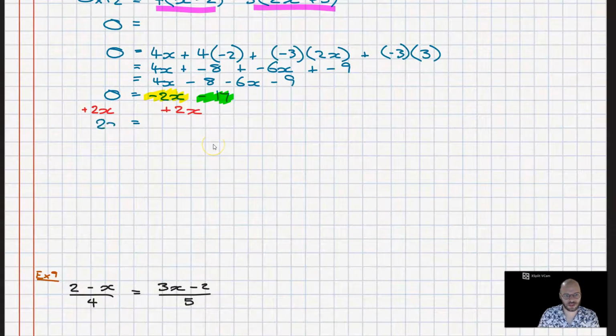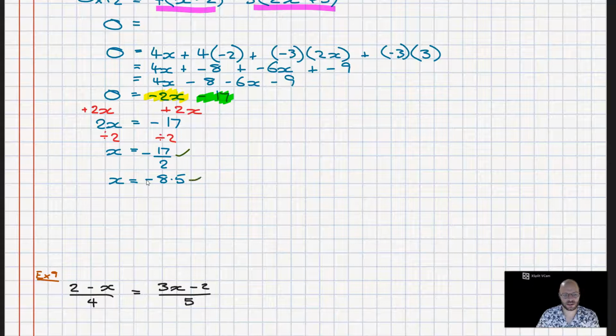Therefore we have 2x is equal to minus 17. Now I don't want the coefficient of 2 in front of this x, so I'm going to divide everything by 2. Then we get x is equal to minus 17 divided by 2, and that can be simplified down to negative 8.5. So depending on which one you want, you can go with that answer or you can go with that answer, personal preference.